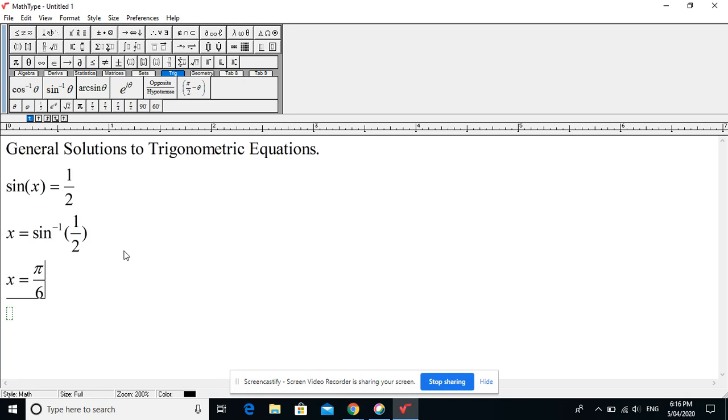So, let's have a look. We can split it into two parts, our general solution. It's pi on 6 plus 2 pi, then 4 pi, then 6 pi. So how do I write that? I'm going to write it as 2n pi, where n is an integer.